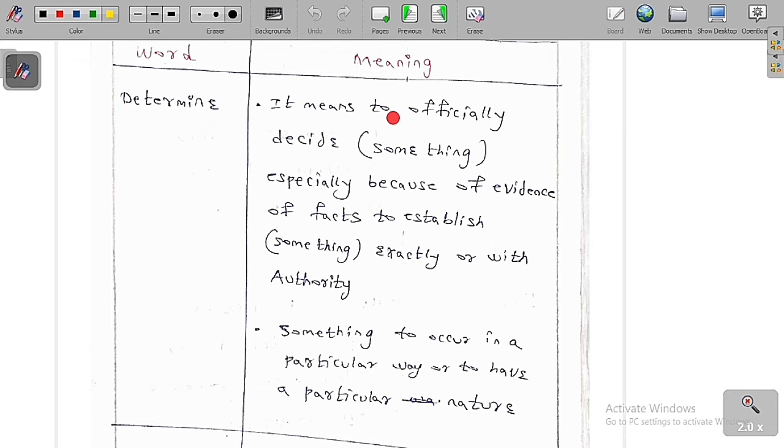So it means to officially decide something, especially because of evidence or facts, to establish something exactly or with authority, or something to occur in a particular way or to have a particular nature. If you know each and every aspect of something, then you can say what it is, and the particular way of happening or particular nature you can also easily figure out.